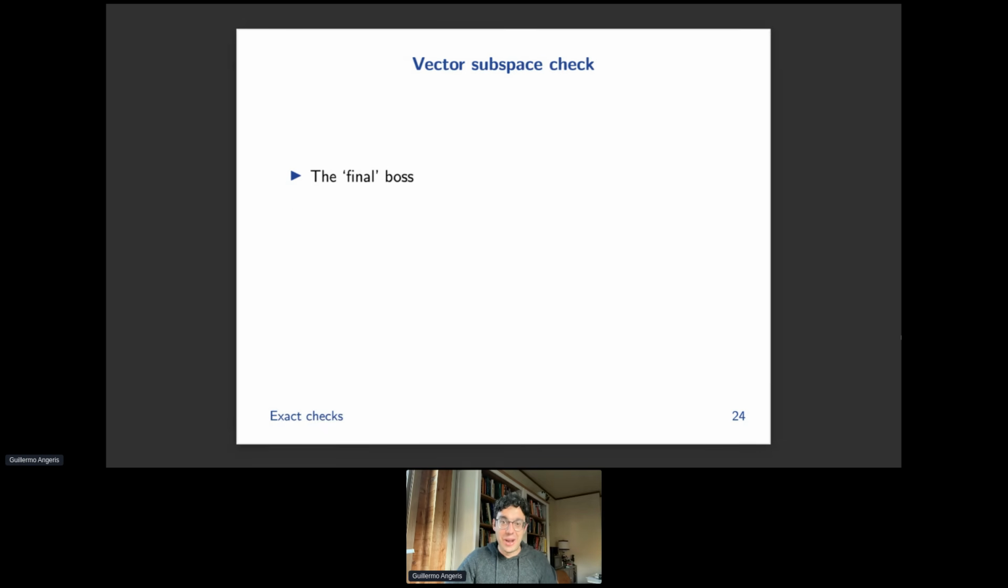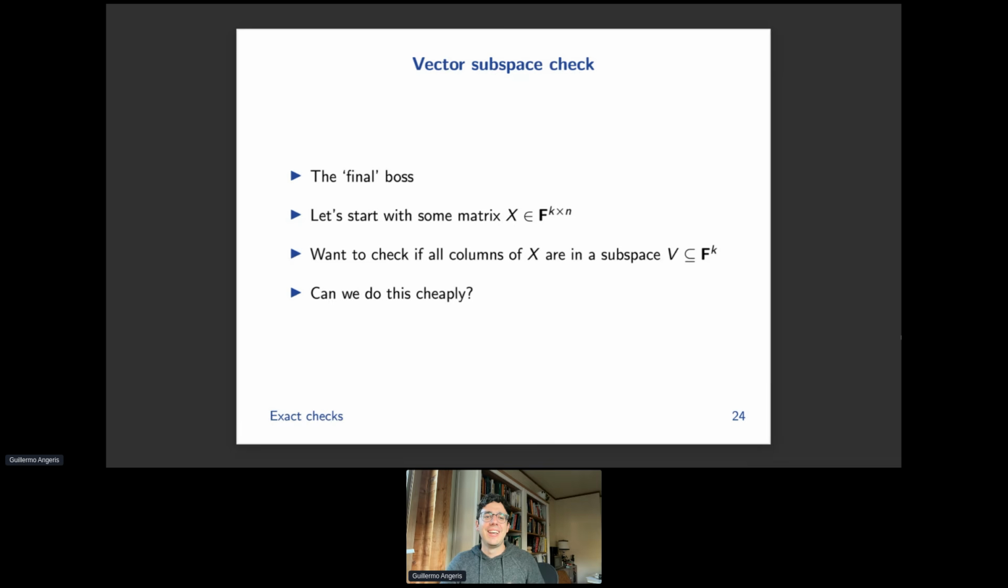Let's continue with the final boss, which we're going to call the vector subspace check. Here we're going to put a bunch of stuff together, and it's going to be a little bit magical, but it's going to be very succinct and very short. Okay, so let's start with some matrix X, with the same dimensions as the previous matrix, so K by N. And instead of checking if all columns are 0, we're going to check if all the columns belong to a subspace V.